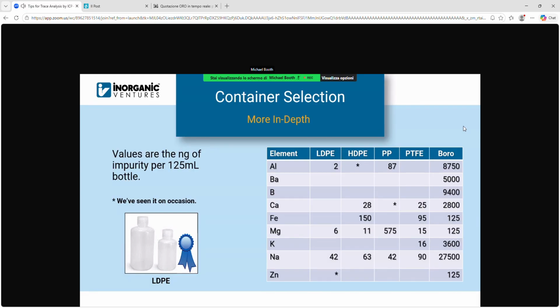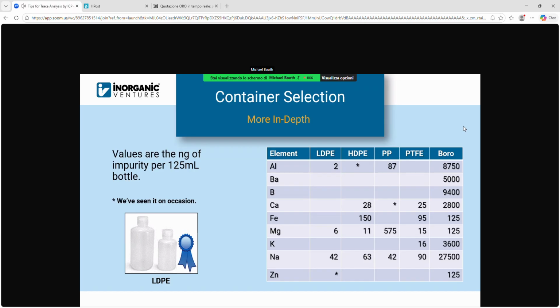HDPE, expect to see more calcium and iron. Polypropylene, magnesium is what we've seen a lot. PTFE or Teflon, those are actually really, really great bottles. They clean up really well, but they are very, very expensive. So that is the biggest downside.